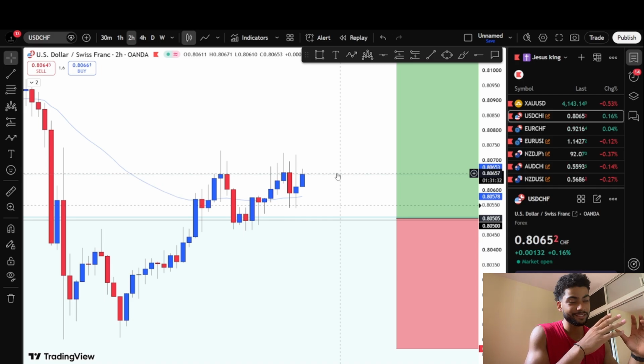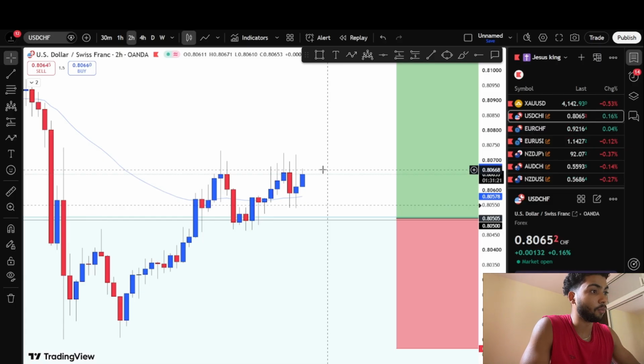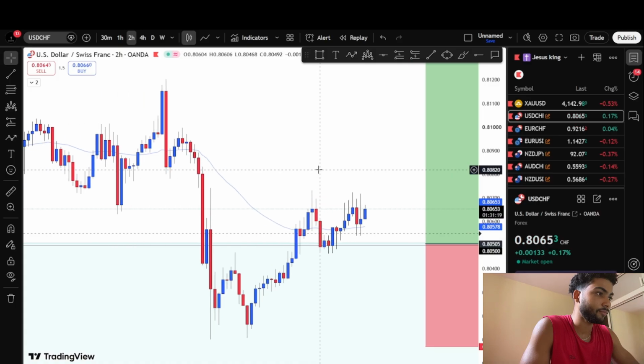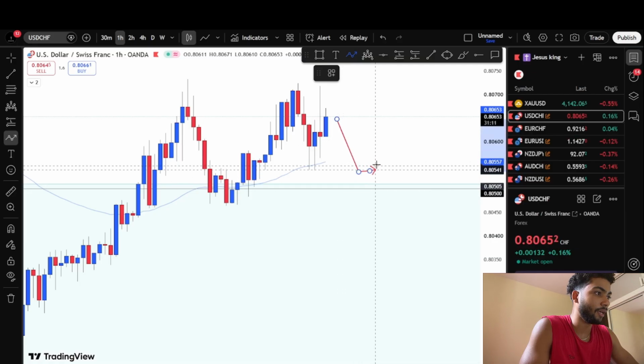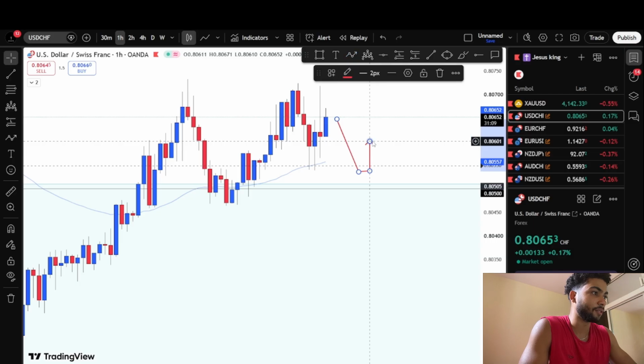Sorry for that truck that is passing by the front of my street, but I cannot enter a trade outside that window. So yeah, that's pretty much what I'm waiting for. A little quick pullback to this area, then get my engulfing candlestick, and then push to the upside.